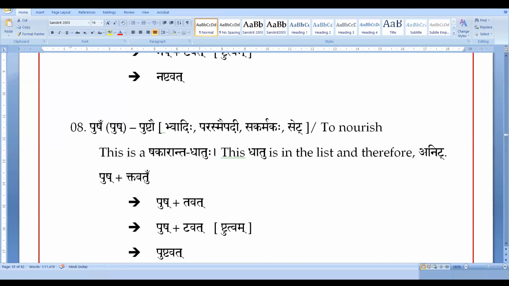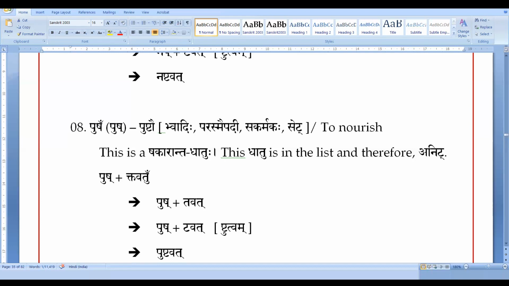This dhatu is in many ganas, not only in the 10th gana, the 1st gana and 9th gana as I told, and also in the Divadi gana: Pushyati, Pushyataha, Pushyanti. We have seen that form also somewhere, Pushyati. So anyway, we are taking this dhatu as belonging to the Divadi gana, not other ganas. In other ganas it may be different. In the Divadi gana it is Anit dhatu. What about in the other ganas? In the other ganas it may be different. This dhatu, is it in the list?